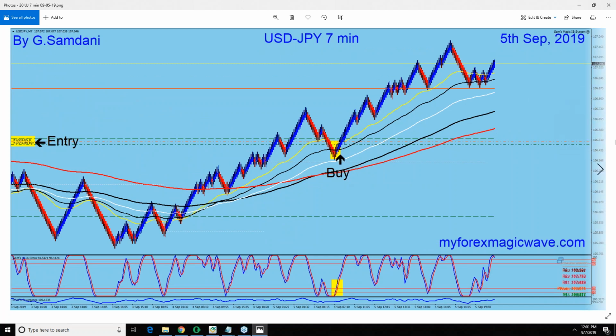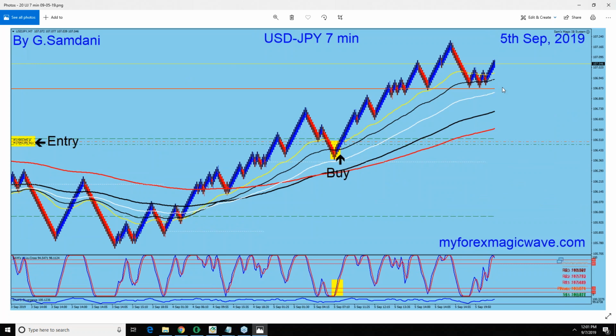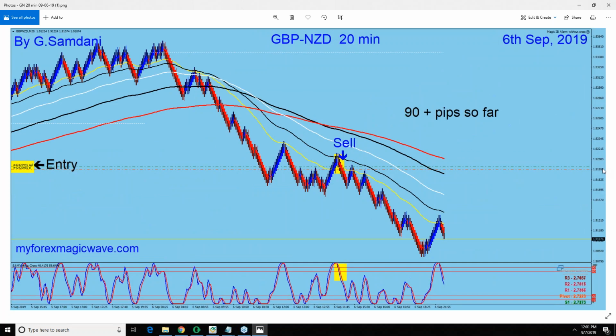Here is a beautiful upside, and then there was another one, I think pound Aussie right here on the 6th, right? On the 6th, this pound Aussie started to drop here, and then I took the entry here from the 20-minute chart for 90 pip.